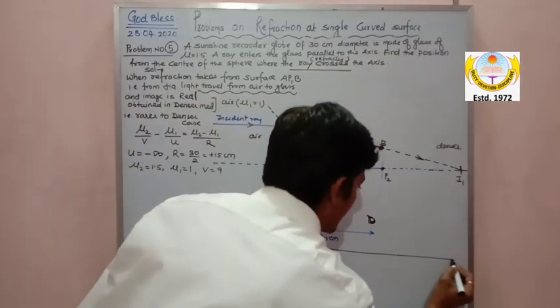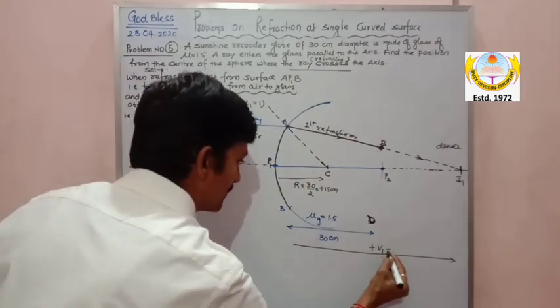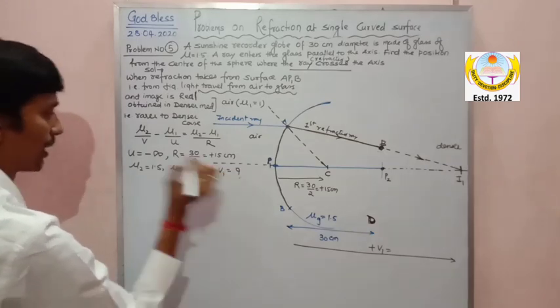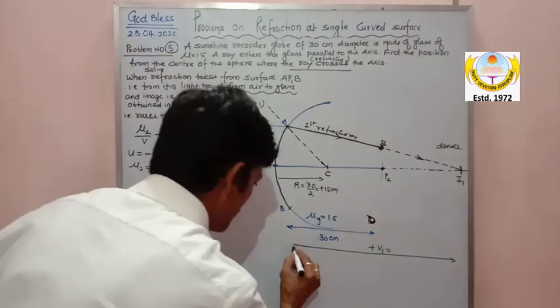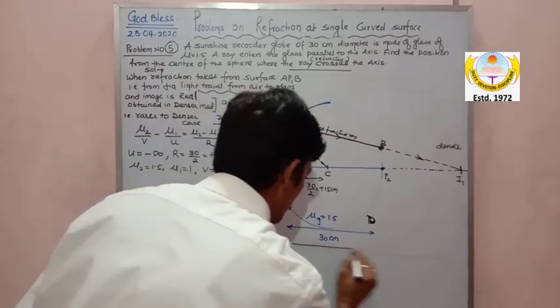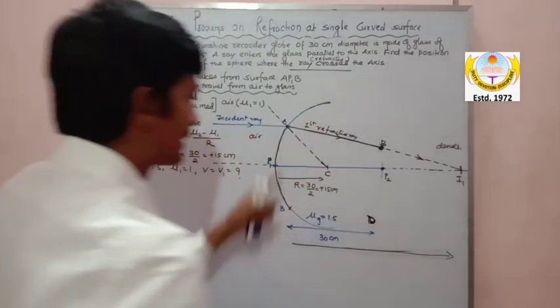Let this v be taken from the pole as plus v1. So v is taken as v1, and that is the question mark. So let us find v1, my dear. You can see the diagram carefully. I am drawing one surface at a time. One surface at a time.